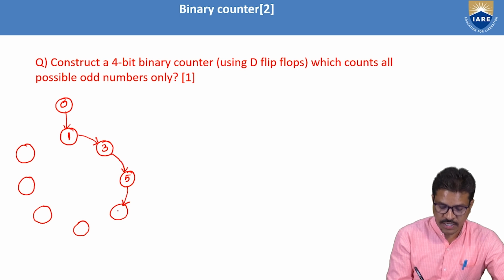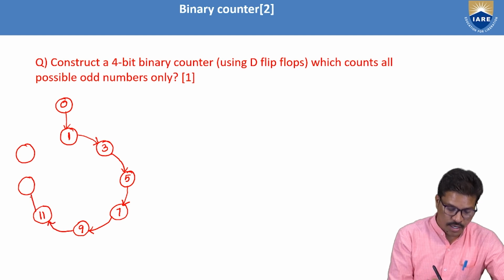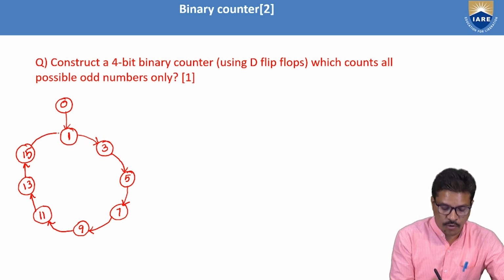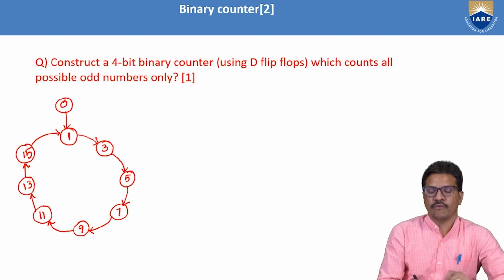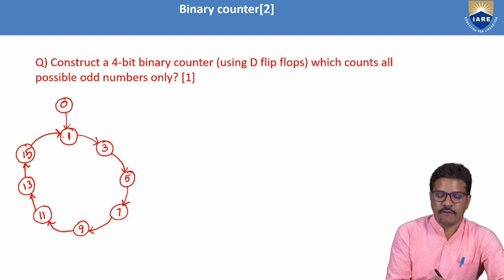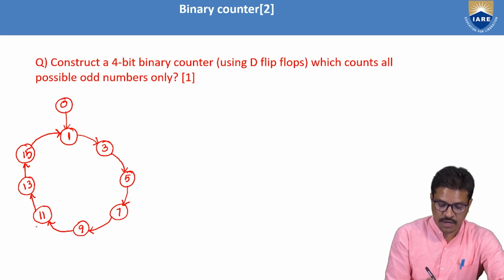Then it will move to state 7. Then it will move to state 9. Not step, the number, like odd number 9. It moves to the number 11. It counts number 13. Then it counts number 15. Then if we wish, it can keep on repeating after 15. It will again go back to that one number, odd number 1. Again it will repeat 1, 3, 5, 7, 9, like that.